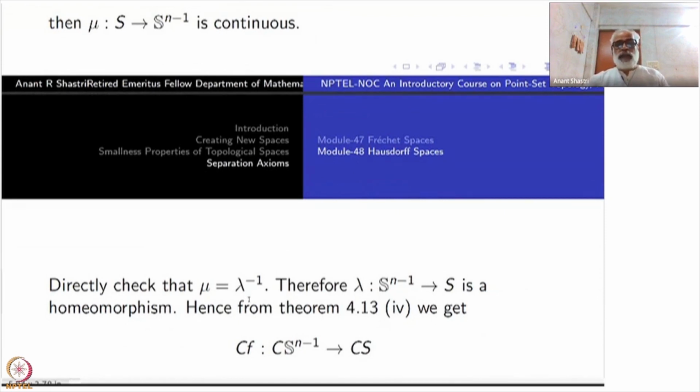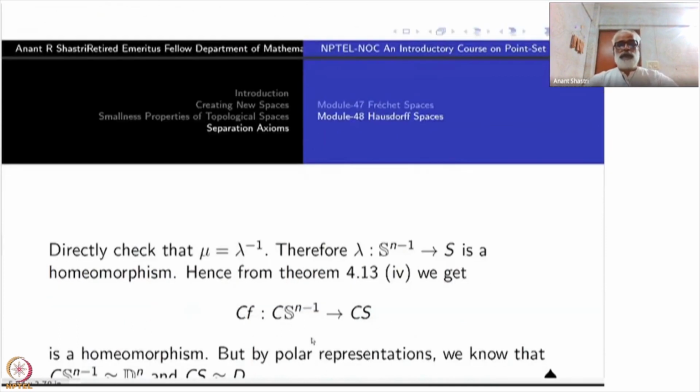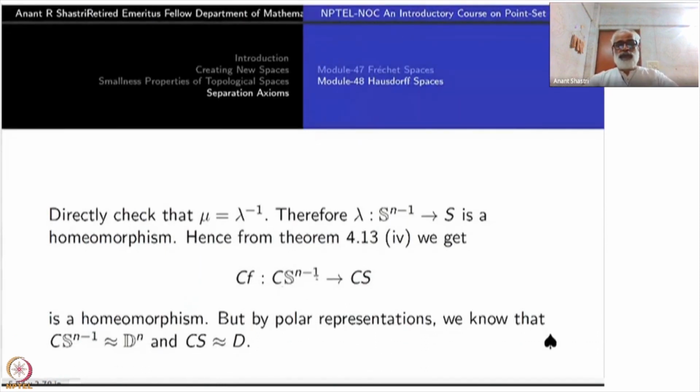Once that is the case, the cone over Sn minus 1, which is Dn, is homeomorphic to the cone over S, which will be the D here. So this also we have seen last time. The first one, Sn minus 1, gives Dn. The second, S, is the unit sphere with respect to the unusual norm, while this is the usual norm L2. So once two spaces are homeomorphic, their cones are also homeomorphic, which is one of the theorems that we saw last time.